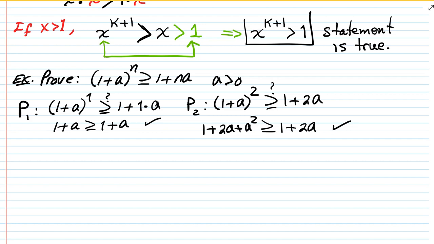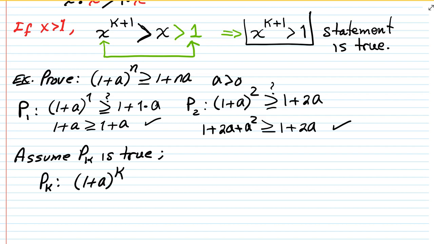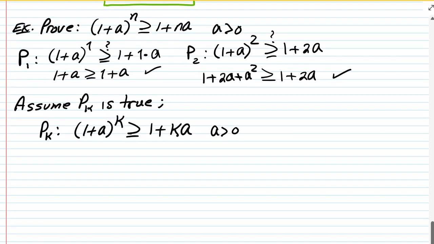Okay. Therefore, here's our induction hypothesis, p sub k. Let me again put it in my general format. Assume p sub k is true. So what are we assuming? So p sub k, that is, we can assume only 1 plus a to the k is greater than or equal to 1 plus ka for positive a. That's the only thing we can assume is true.